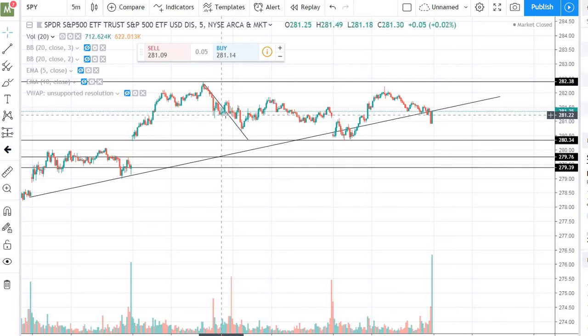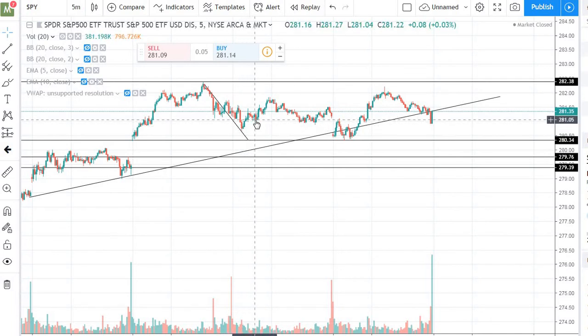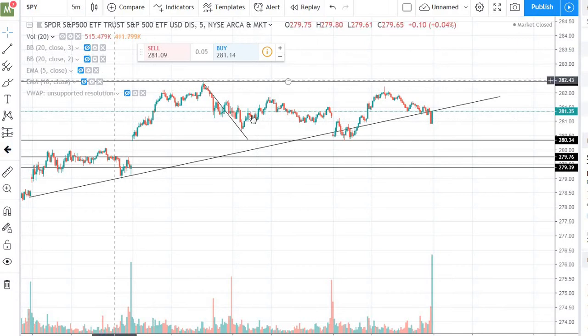And then here we finally got over it. Came back down, back up, back down, tested the downtrend line, and then we continued up here. So that's good. Makes a higher low here. And then we continued up all the way to 2185. Okay, so that's the S&P.